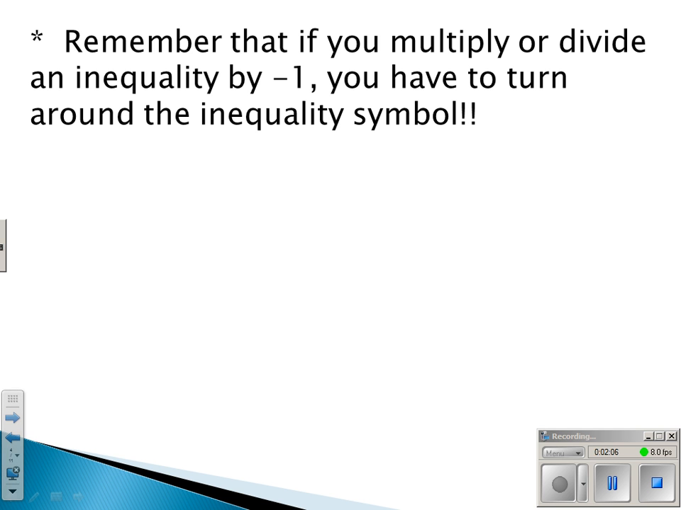Now, we will be solving some inequality statements, so there's one big thing for you guys to remember. If anywhere in your solution steps you divide or multiply by negative 1, you have to remember to turn around the inequality symbol. There'll be a couple examples where we do that, so hopefully you remember that step.